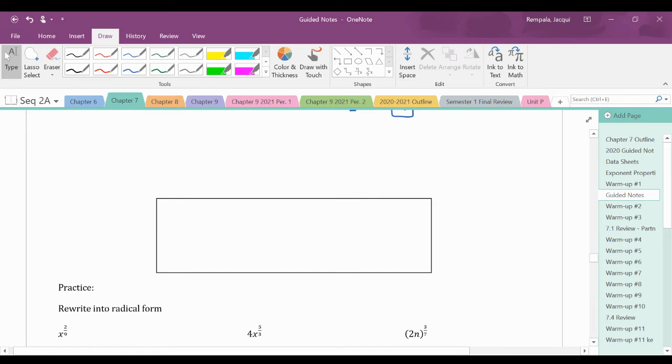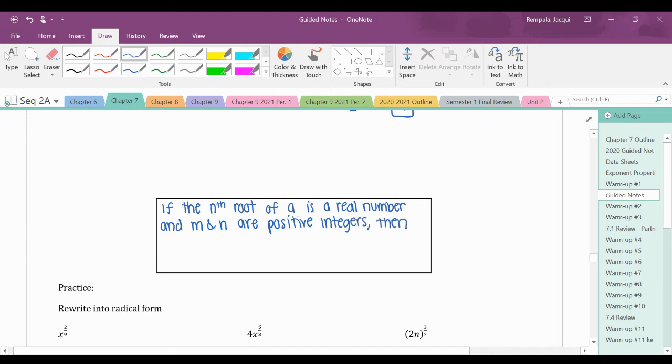Let's go ahead and move on then to the next definition. It says, if the nth root of a is a real number, and m and n are positive integers, then, and now here's my definition.